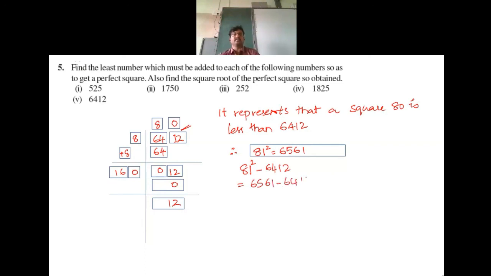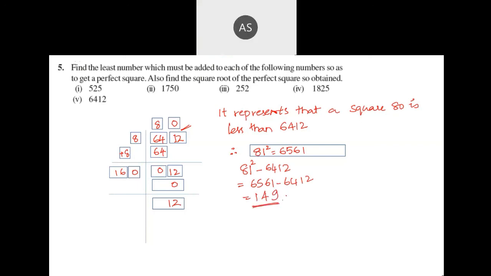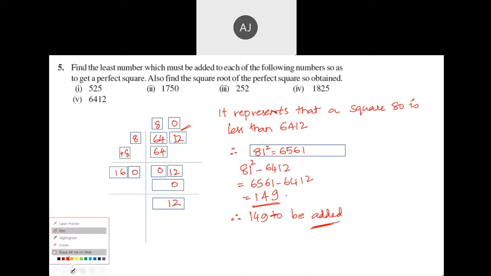What should be added there, sir? Not what should be subtracted. Therefore, 149 to be added. It is a little confusing. Those who have not understood it, I'll tell once again.